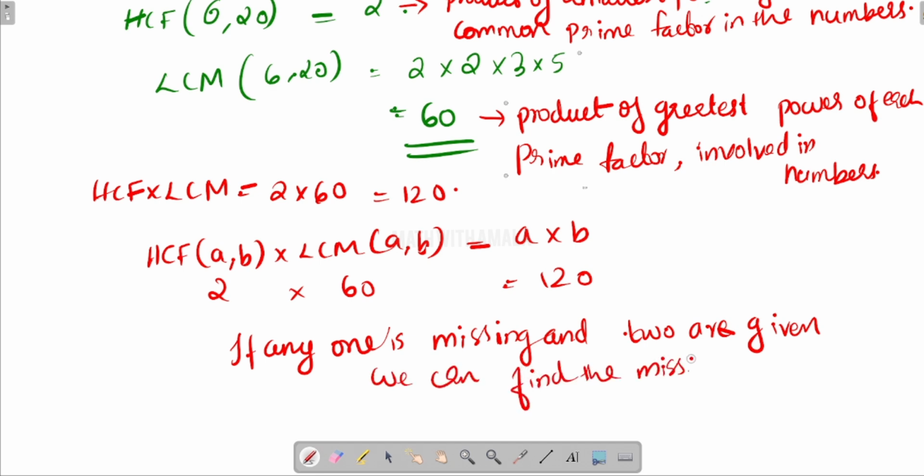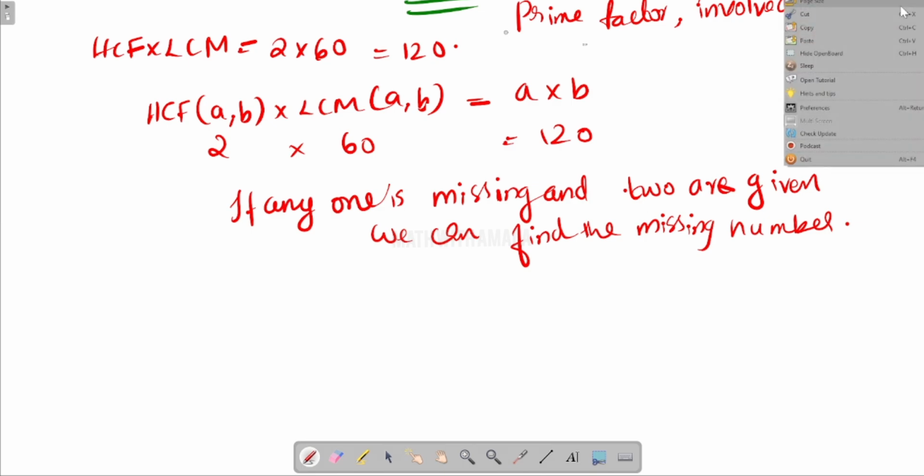If any one is missing and two are given, we can find the missing number. That means we have three variables, and you can find the missing one using this.